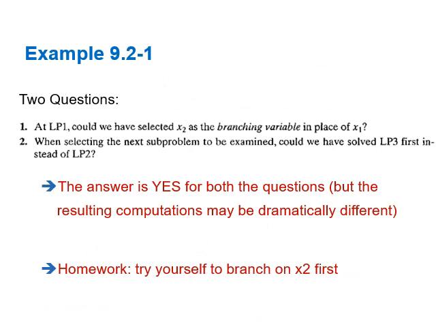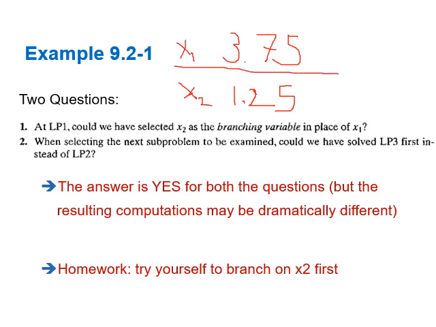At this point, you may have, in fact, two questions in your mind. The first question is this. When we solved LP3, the x1 value was 3.75, okay, this is x1, and the x2 value was 1.25. And we said that, okay, since x1 is 3.75, let's branch on x1 and add a constraint saying whether x1 is less than or equal to 3 or greater than or equal to 4.